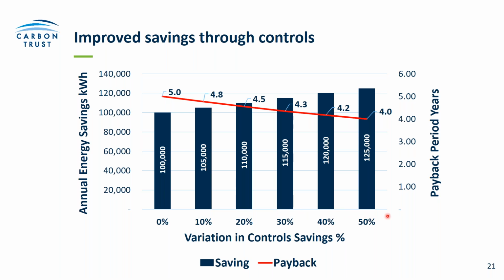And often it can be the case for spaces such as warehouses, where you have relatively seldom used areas, you can see control savings of 50%, and that can significantly impact on your project payback. So overall, you're seeing a trend there of improved paybacks with improved control savings across that chart.